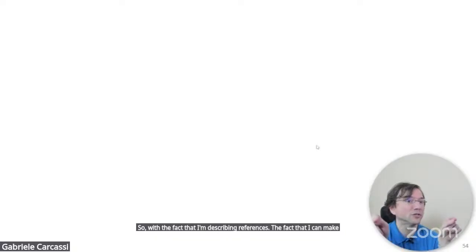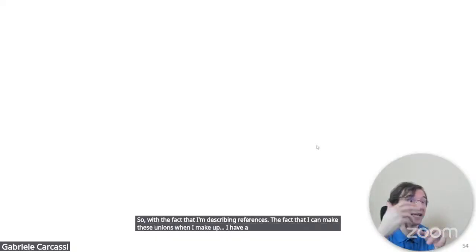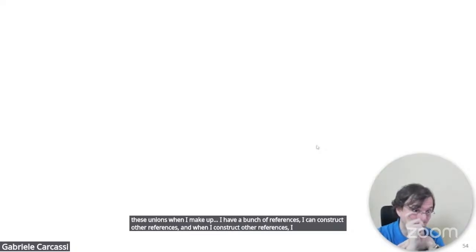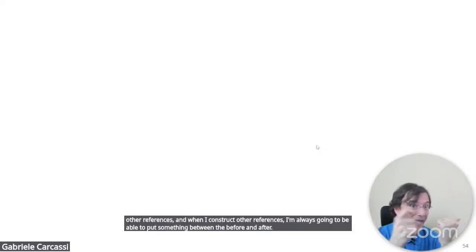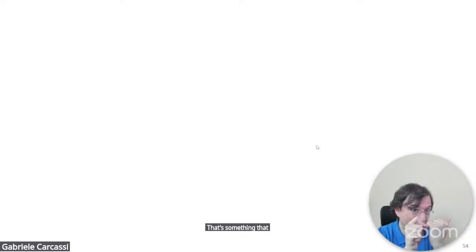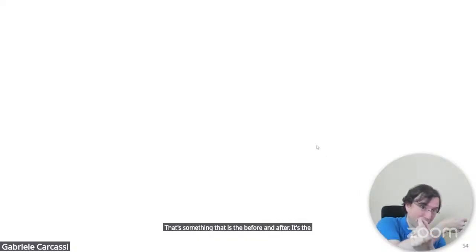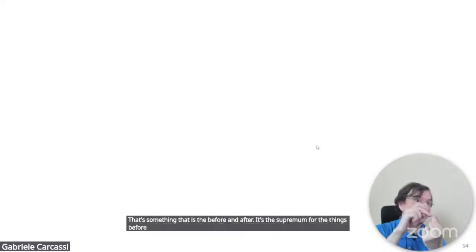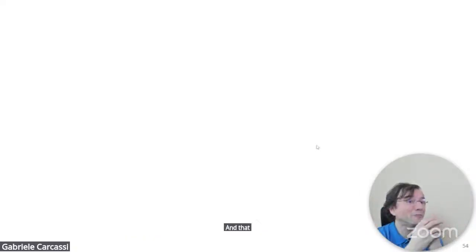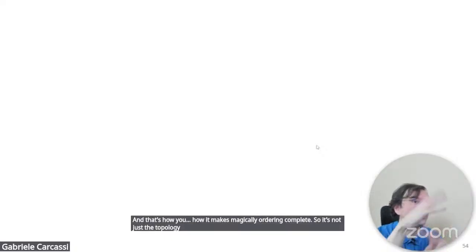So with the fact that I'm describing references, and the fact that I can make these unions, when I have a bunch of references, I can construct other references. And when I construct other references, I'm always going to be able to put something between the before and after. That something is the supremum for the things before, and the infimum for the things after. That's how it magically makes the ordering complete. So it's not just the topology; it's topology combined with all this notion of references.